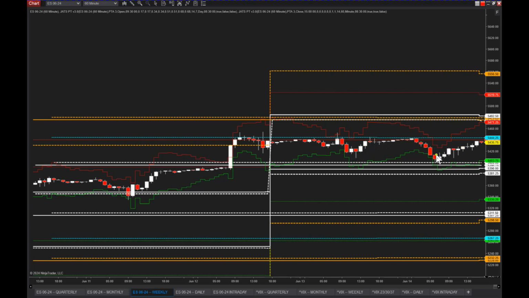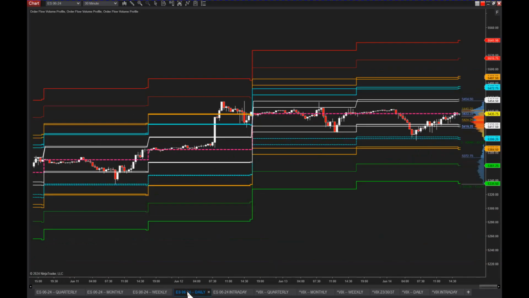Here we just kept going down because we're going to target the ones again, and it was not able to get through. A lot of support. I mean, 4 white lines that wasn't going anywhere. All right. And then the daily, same thing, 1, 2, 3 on your daily time frames.